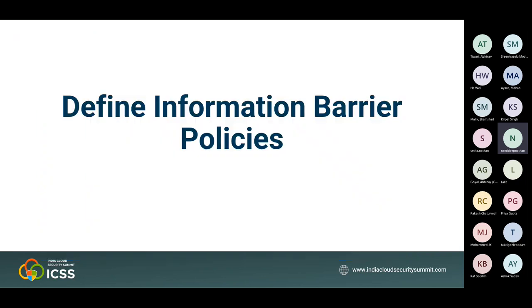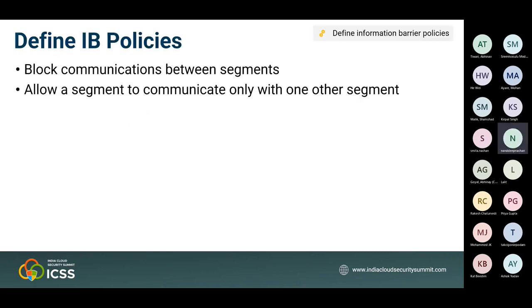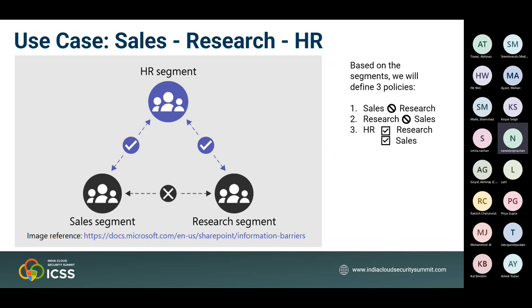Once we do that, we need to define the information barrier policies for those segments. So the first thing is that we need to block communication between segments, and then allow a segment to communicate only with the other segment. So we can start by creating the information barrier policies. At least we can define three information barrier policies to restrict the communication from sales to research, and the reverse way, research to sales, and allow the communication from HR to research and HR to sales.